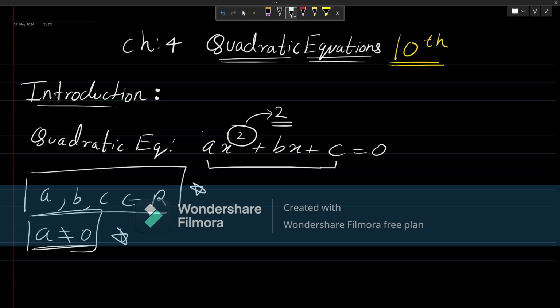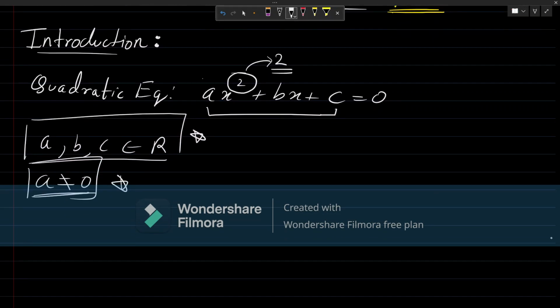And then let's talk about coefficients. The coefficients are a, b, and c. You can see this is b, this is a, and here x is the variable. It is constant, only the power is changing. So they are coefficients.